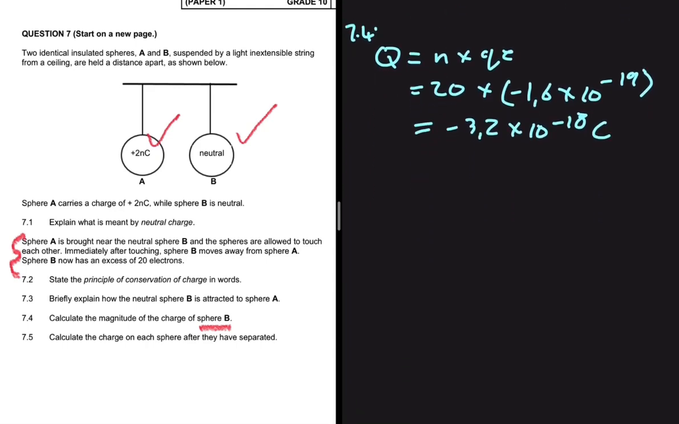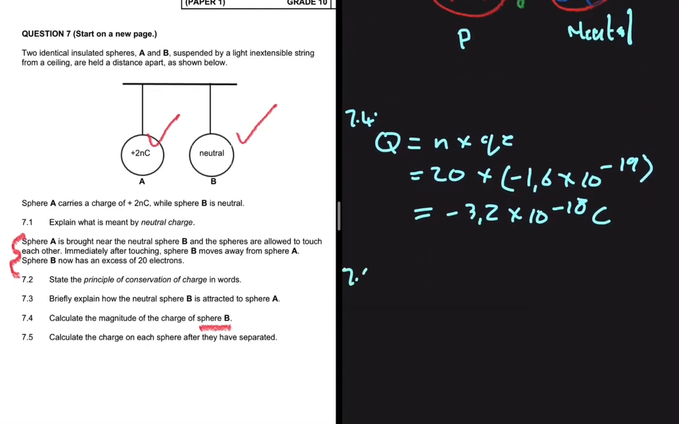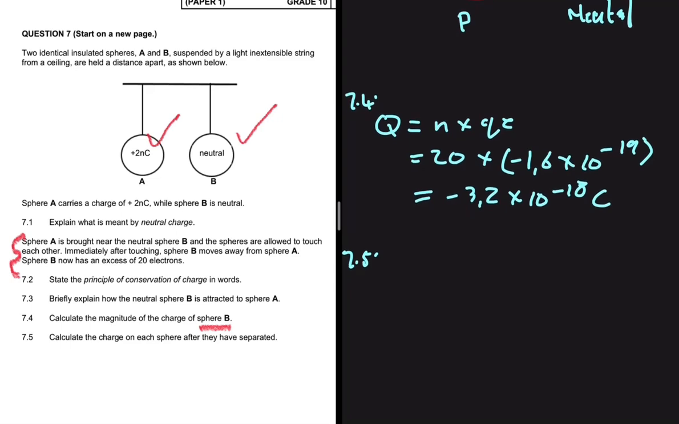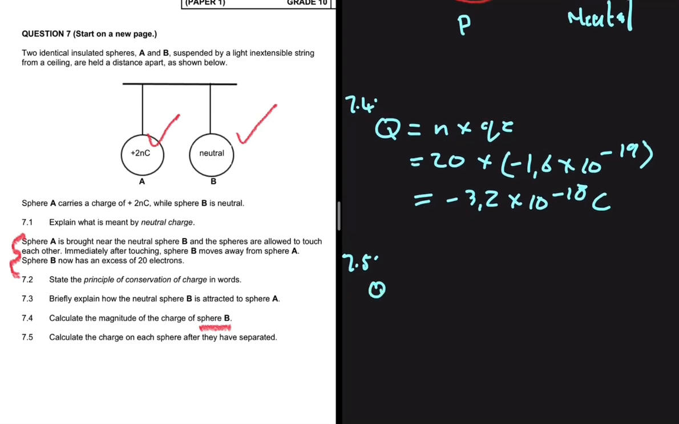7.5. What do we have in 7.5? Calculate the charge on each sphere after they have separated. In order to find the charge on each sphere after separation, we have a formula for that. We say that Q new, which is equal to Q1 plus Q2 divided by 2, Q1 and Q2 being the initial charges on the spheres.